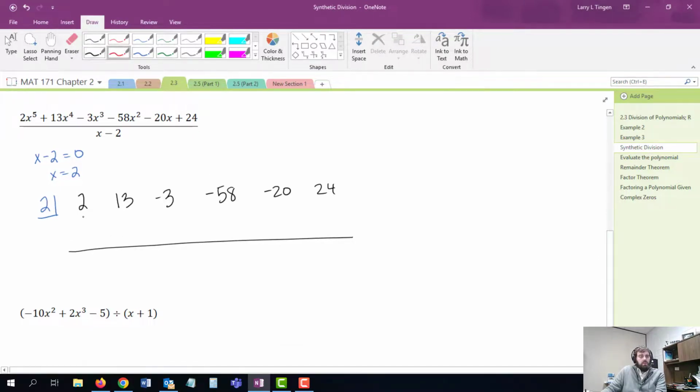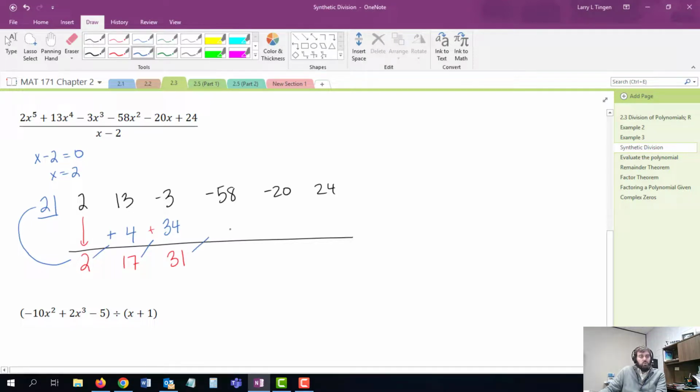Step 1, bring down the 2. Step 2, 2 times 2 is 4, and then we add 13 plus 4 is 17. 2 times 17 is 34. Add negative 3 plus 34 is 31.